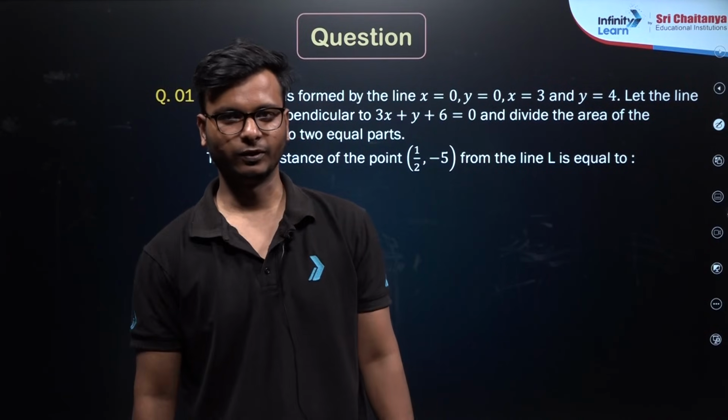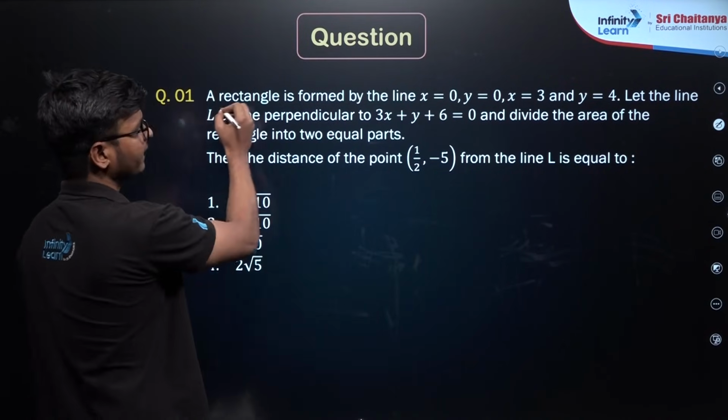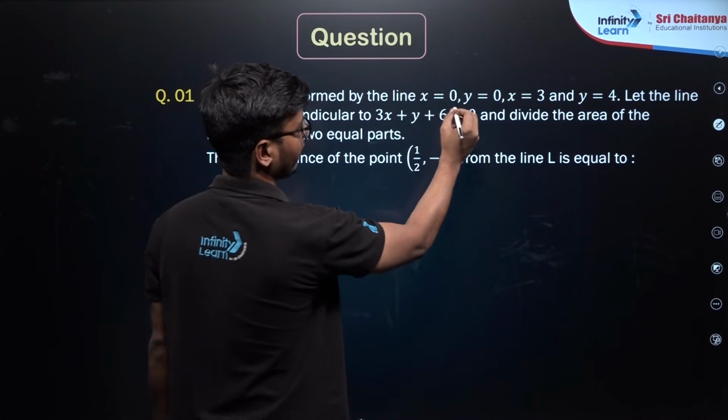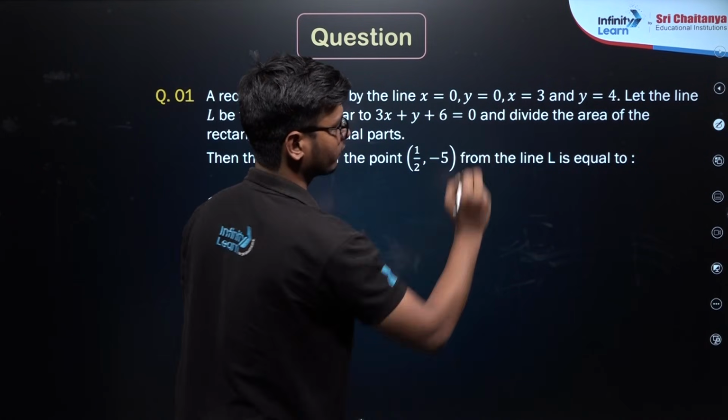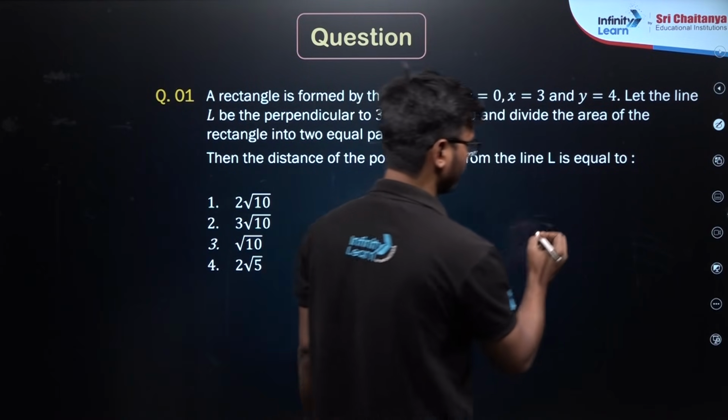Hello students, so let's start the question. If you read the question, it says that a rectangle is formed by the lines x equals 0, y equals 0, x equals 3 and y equals 4. Means we are getting the rectangle by these 4 lines. So let's draw the rectangle.